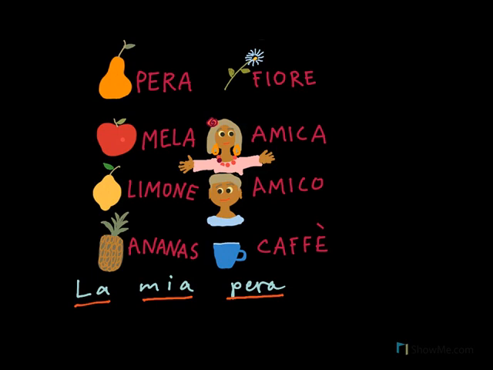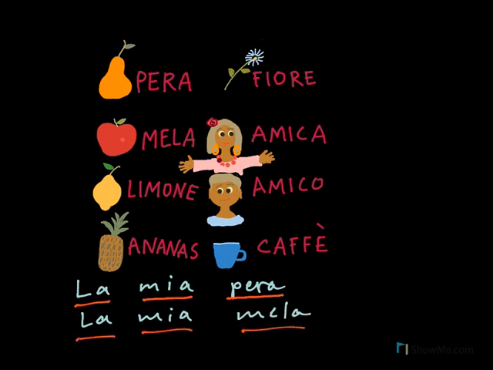In English, you would never say "the my pear." You would say either "the pear" or "my pear." In Italian, it is different. You actually do say "the my pear." It is a must, not negotiable. All right? So for mela, it will be exactly the same: la mia mela.